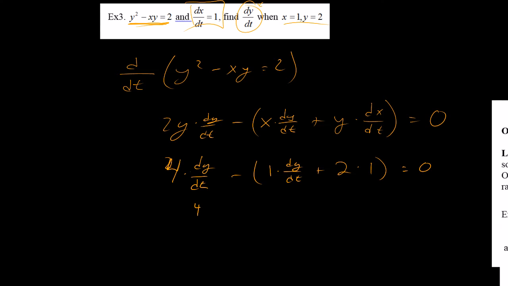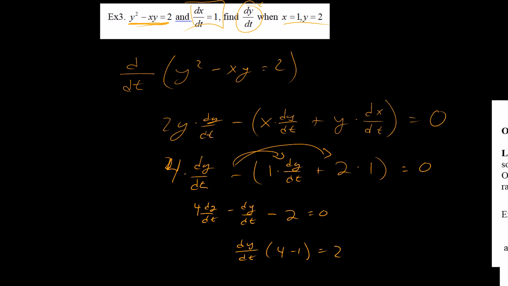So if we clean this up, 4 dy/dt, negative dy/dt minus 2 is equal to 0. I just distributed my negative. Then I can factor out a dy/dt, of 4 minus 1, is equal to 2. I just added 2 to both sides, then factored it out. So we're left with dy/dt is equal to 2/3. Bada bing, bada boom, we're done, we're happy.